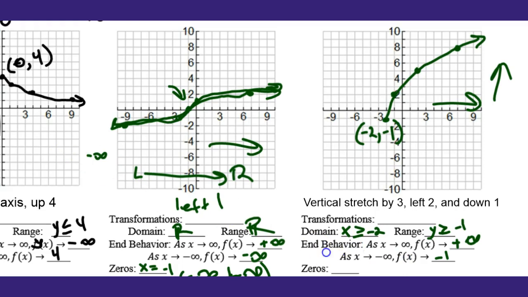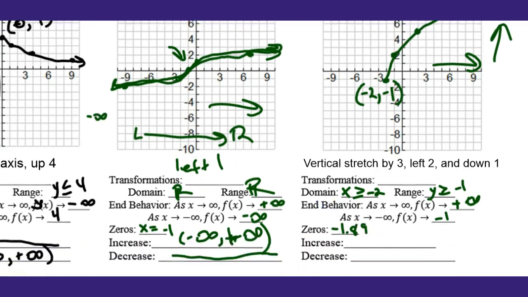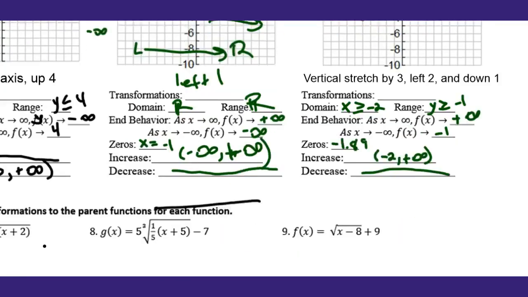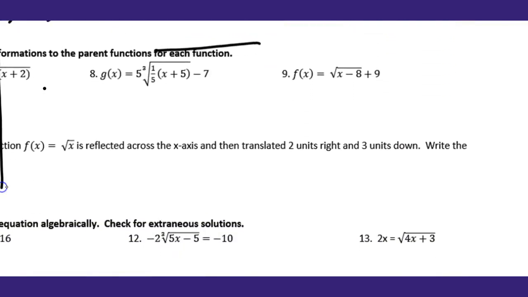Now for the 0, you can put that in your calculator, second trace, zero, left bound, right bound, and guess, and you get -1.89. All right. And then clearly this is the increase from left to right. I am going up, so there is no decrease. And we say the increase is from -2 to positive infinity. Now, let's move down here.